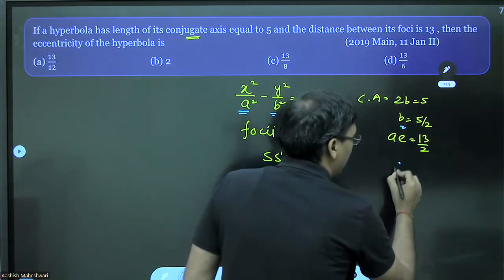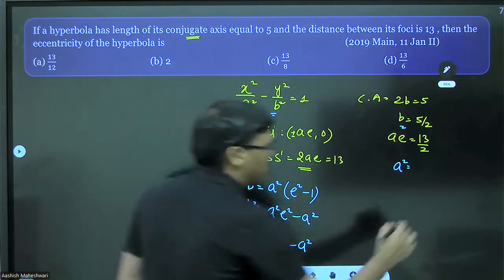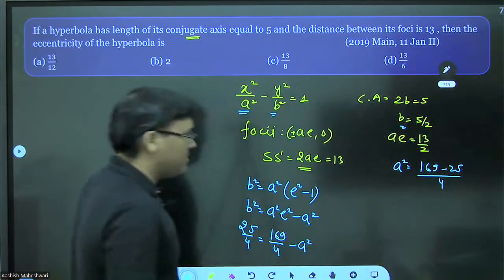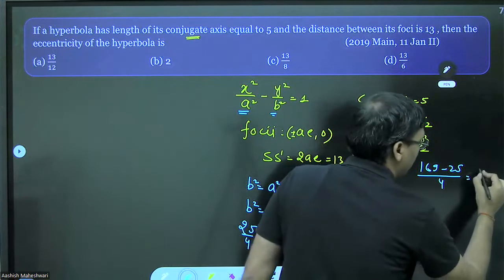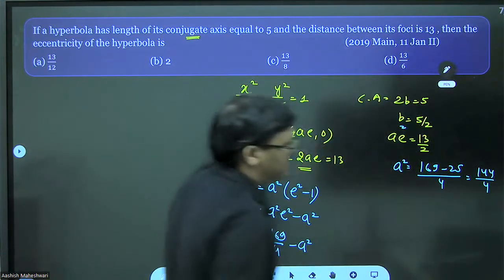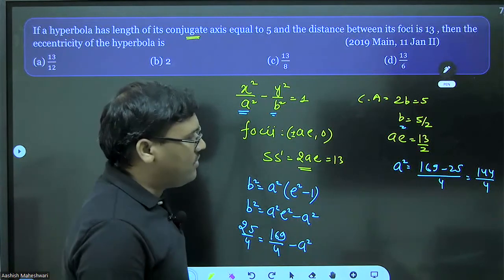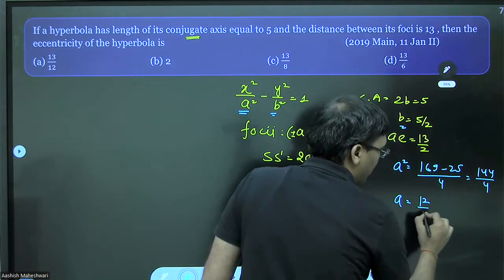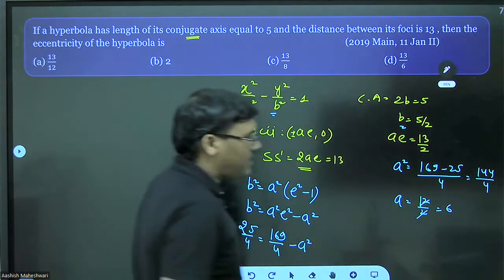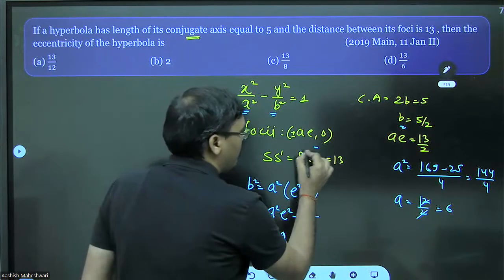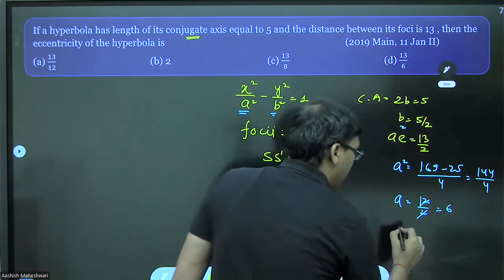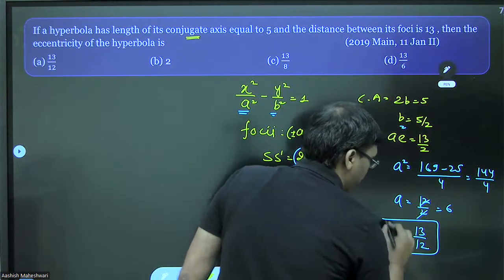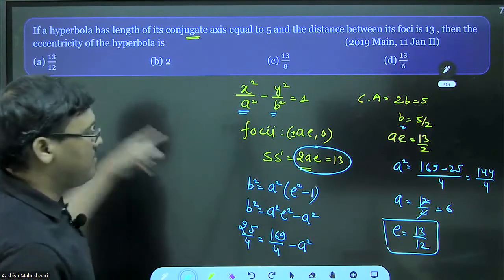So what is a square? You can just arrange this. This is 169 minus 25 divided by 4, right? So you can say this is equal to 144 divided by 4. You can check this calculation. So what is a? This is 12 by 2, that is 6. If a is equal to 6, you know this value, so e will be equal to 13 by 12. So you can check what is the answer. This is 13 by 12, right?